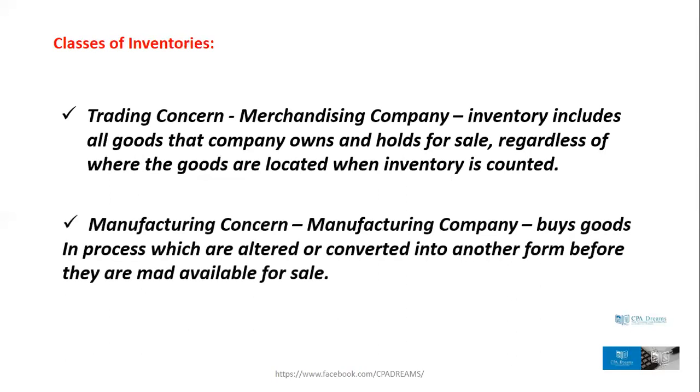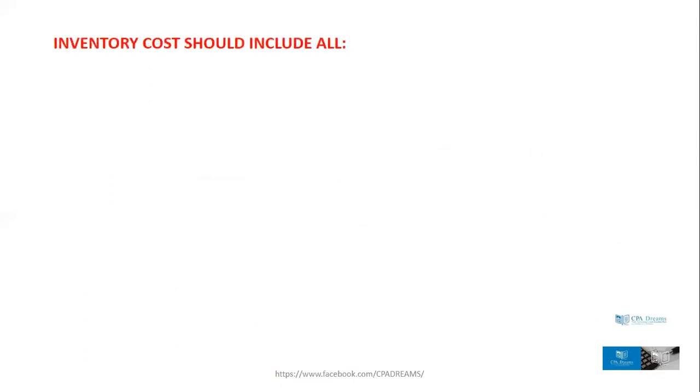In a manufacturing company, you buy the goods, the raw materials, and then you process them, meaning there is an alteration or conversion to form a new product before it is made available for sale. They have gone through transformation, and then you have the finished goods to be shipped to your customers. Those are the classes of inventories.